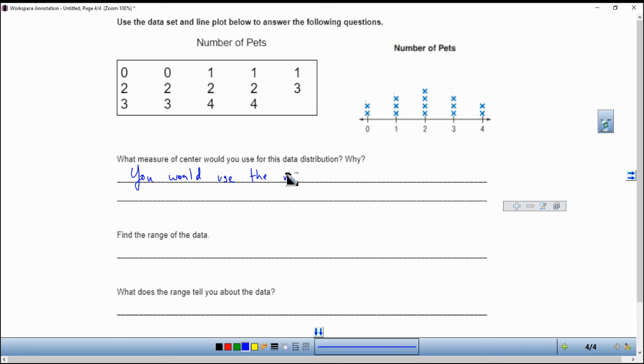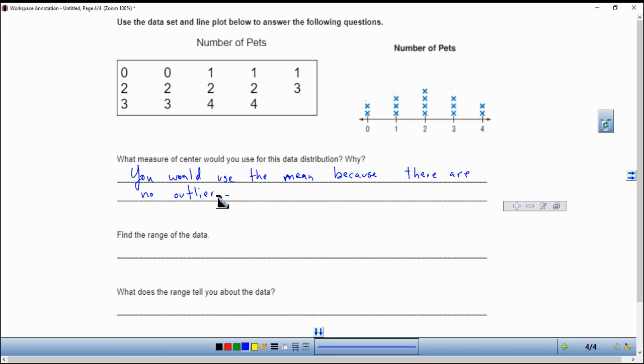And the question is, why would you use the mean? Because there are no outliers. That's what we're always looking for. If we're going to use the mean or median, we have to check to see if there are outliers. Because there are no outliers, all that data is really close together.